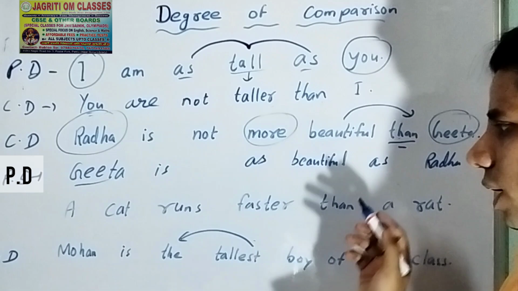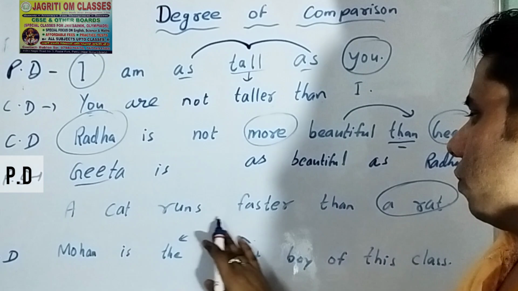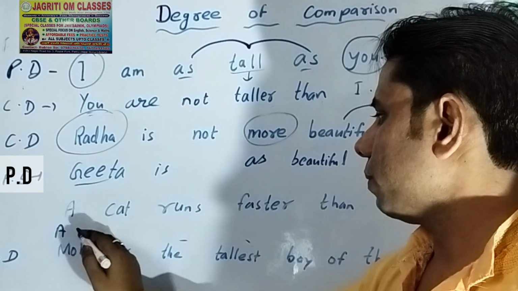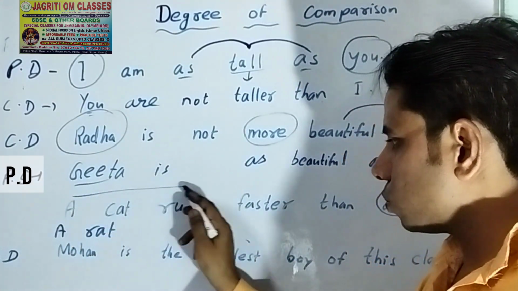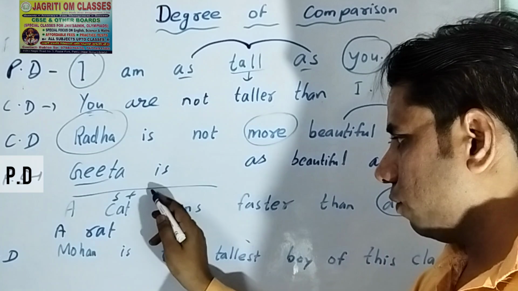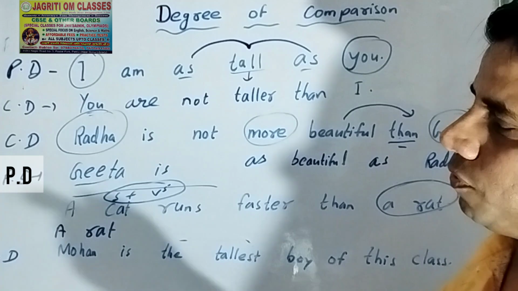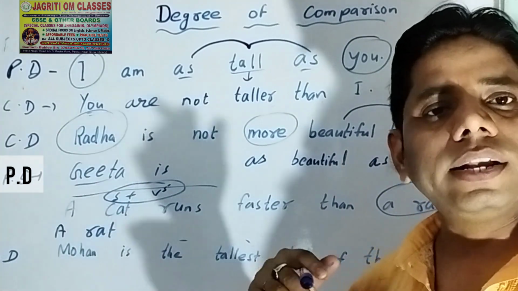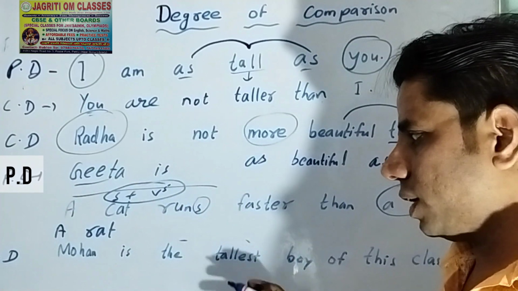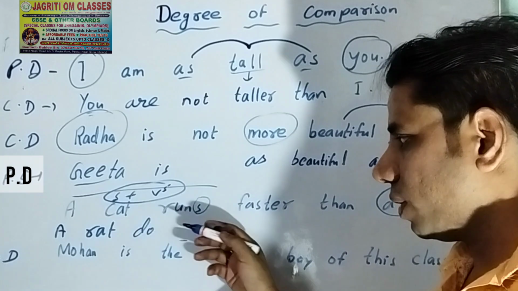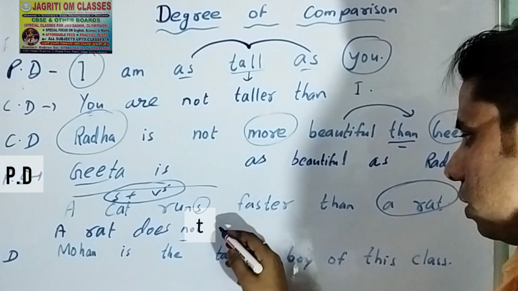Now listen carefully, here it is given: a cat runs faster than a rat. At first we have to use this word from here, a rat, and we have to convert this into negative. We know very well that after the subject here the verb is given in its first form, so we can say that this sentence is related to simple present tense. If you are converting simple present tense into negative, we should use do or does, and since here it is s or es, we should use here does. So a rat does not run, because we are converting this sentence into negative.